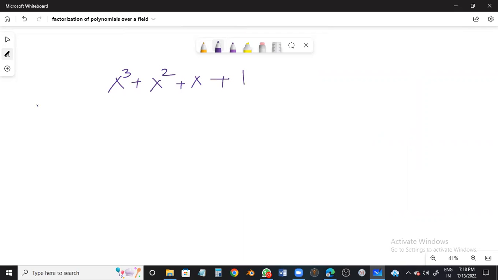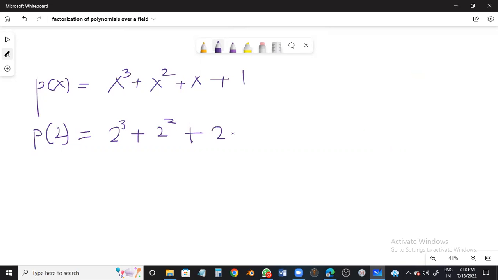Let us call this p of x for the time being. I hope you can do so. And now you put the value of x as 2, as I said just now. I'm calculating p of 2. This is actually my rough work. So 2 cube plus 2 square plus 2 plus 1.